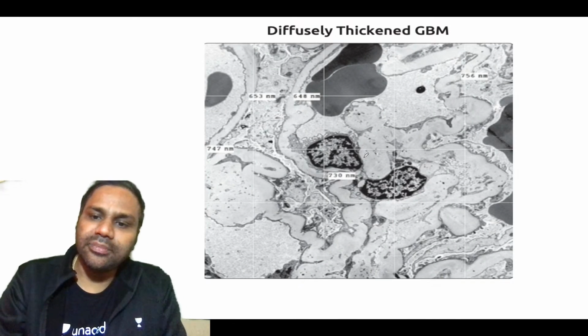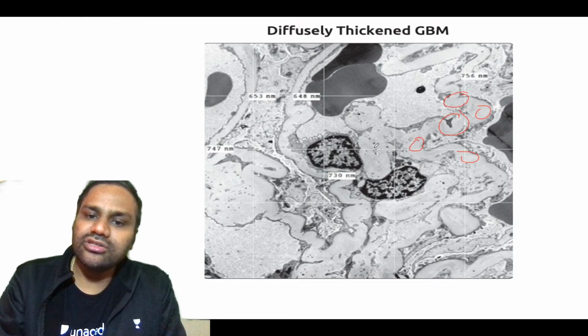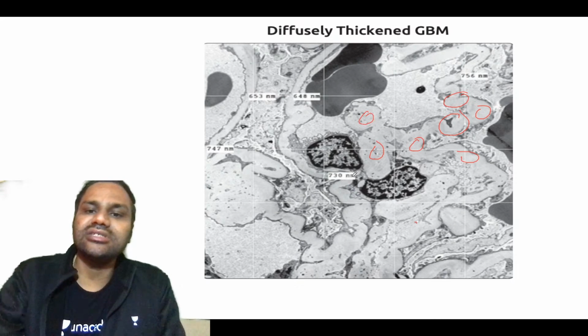Okay, and obviously this is basement membrane thickening. See here, this basement membrane has thickened up. So this is basement membrane thickening. You can see basement membrane thickening in case of diabetes mellitus.